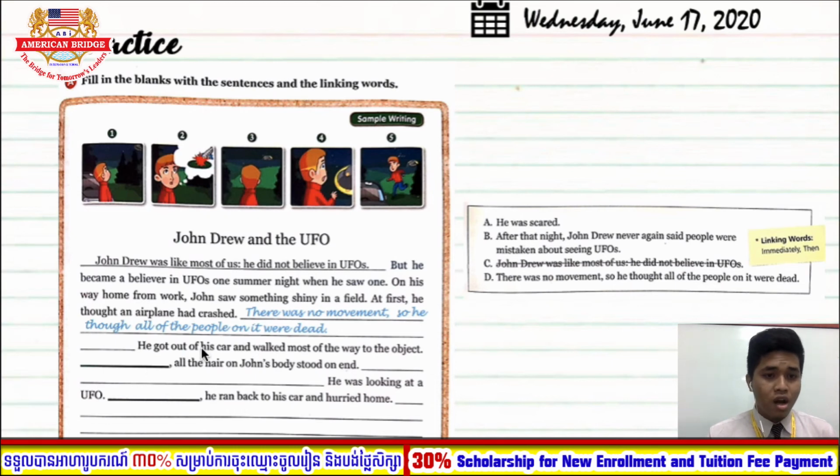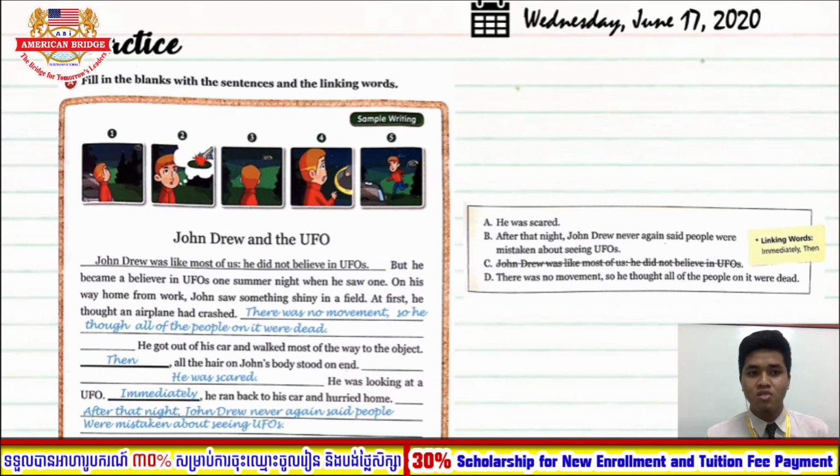He got out of his car and walked most of the way to the object. So which linking word should be used? Then, right? Then all the hair on John's body stood on end. What's next? He was scared. He was looking at a UFO. Immediately, he ran back to his car and hurried home. After that night, John Doe never again said people were mistaken about seeing UFOs.